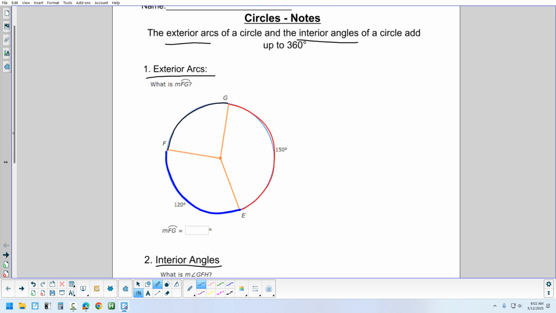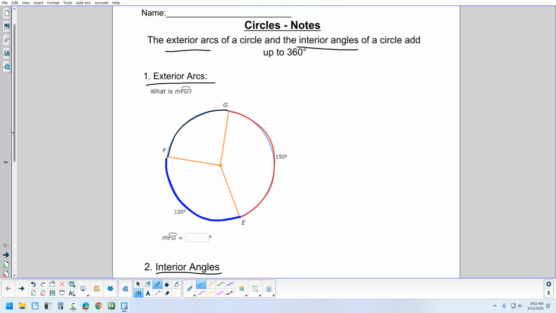And what did I just say that all 3 of those arcs have to add up to? 360. They have to add up to 360. Yep. So they want us to find that symbol right there, which means the measure of arc FG. That's how you name an arc. You just use 2 letters, FG.